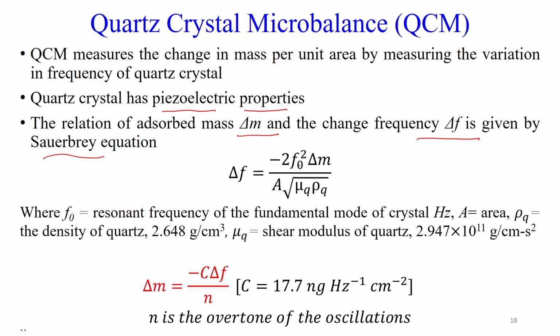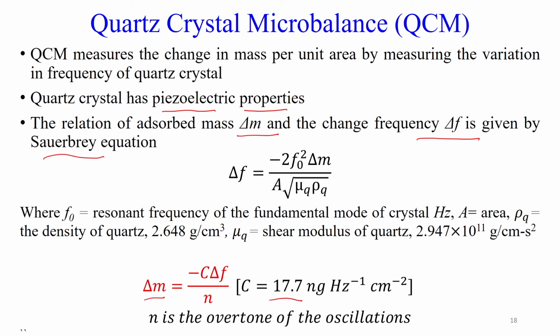So, f naught is its resonance frequency, A is its area, rho q its density and mu q is its shear modulus. As we know, these are constants: its resonance frequency, the area of the crystal, its density and the shear modulus. So, we can calculate this constant value and write delta m is directly proportional to delta f times c, where c is the constant. If you calculate this value from the given data, it comes out to be 17.7 nanogram per hertz per centimeter square.